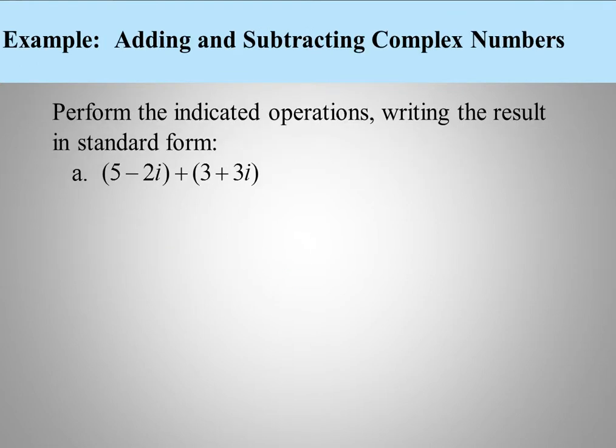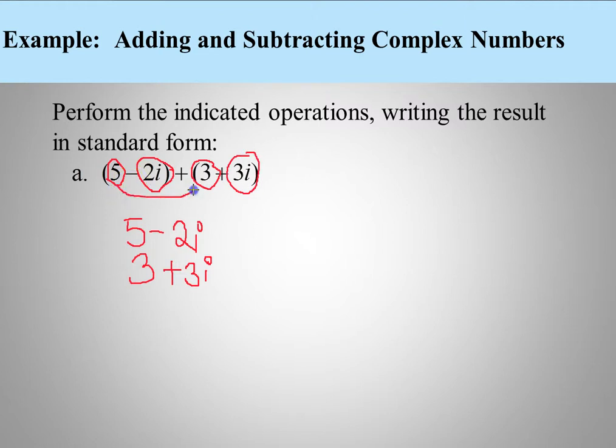So if I need to perform the operation 5 minus 2i plus 3 plus 3i, I would like to write them one underneath the other. 5 minus 2i, I'm adding 3 plus 3i. This is a complex number where 5 is a real number and 2i is an imaginary number. 3 is a real number, 3i is an imaginary number.